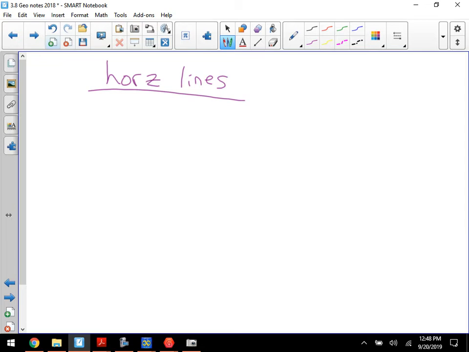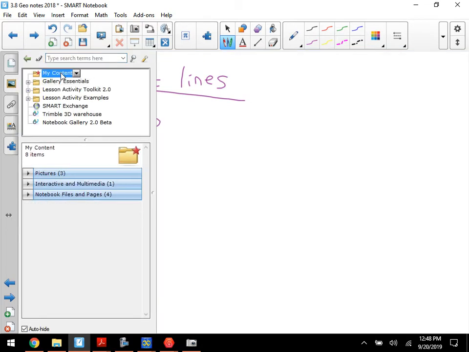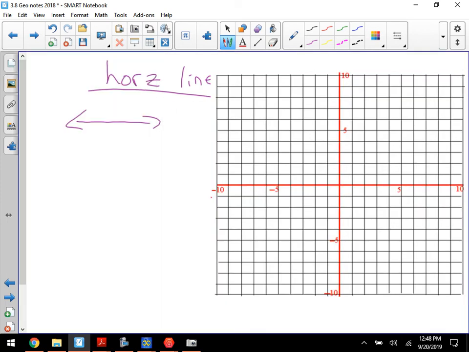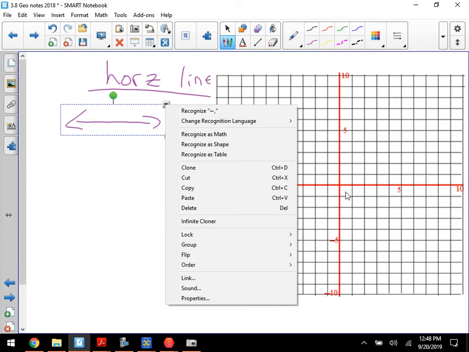So horizontal lines. Which way do horizontal lines always go? They go left and right. Yeah, horizontally. So horizontal lines always go left and right. We talked about this the other day. Whenever we graph horizontal lines, what value doesn't change?